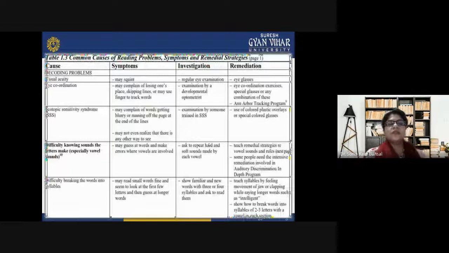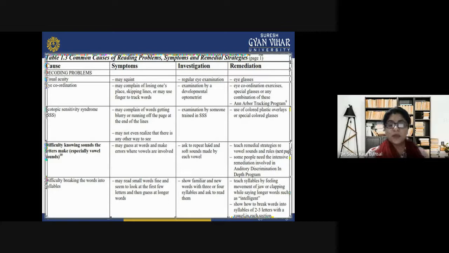Now students, this is the table in front of you that I have given, and these are the common causes of reading problems, symptoms and remedial strategies. Now the cause may be decoding problems, and I'm going to discuss symptoms, investigation and remediation with you. Now visual acuity may squint.